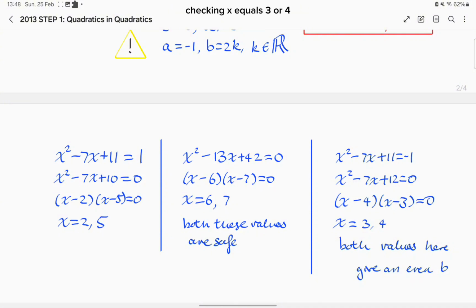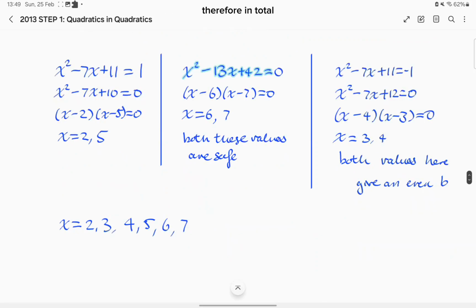Checking x equals 3 or 4, both values give b to be even, and therefore both of these values are also safe. Therefore, in total, we have x equals 2, 3, 4, 5, 6, and 7. And that's the answer.